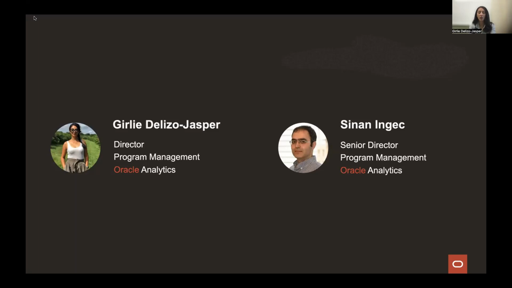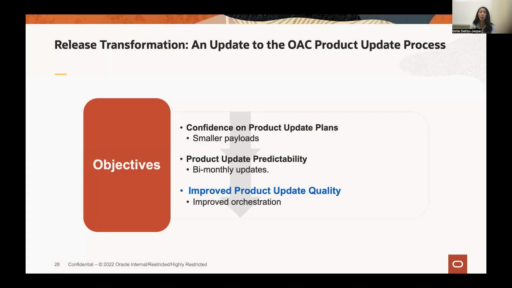Our main objectives were threefold. First, we wanted to instill confidence in our product update plans. So what we did is we shortened our release cycle and focused on delivering smaller payloads, which are easier to manage. This allowed us to iterate on features more quickly and reduce the number of issues for each product update. And then second, we wanted to improve our product update predictability and remove any ambiguity of when the product updates are going to happen. So with our shorter release cycle and more manageable payload, we're able to establish a bi-monthly cadence for product updates.